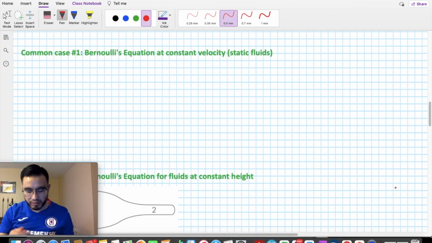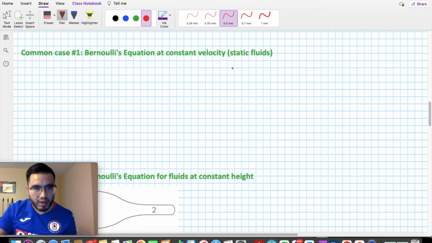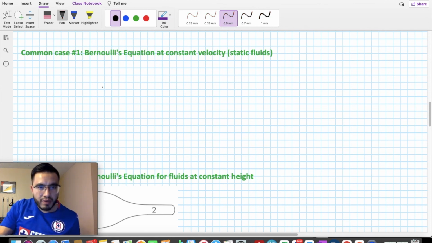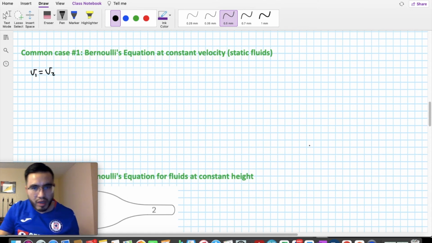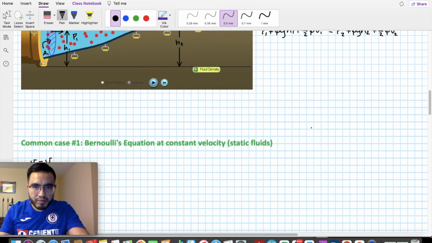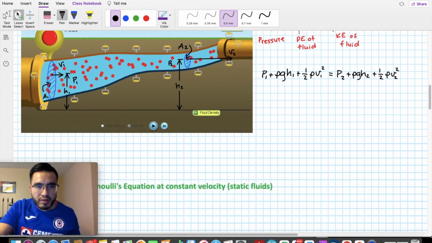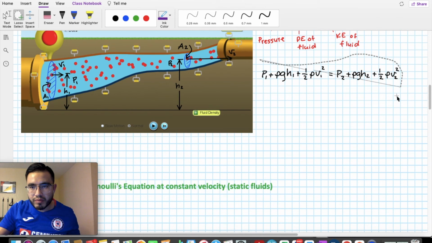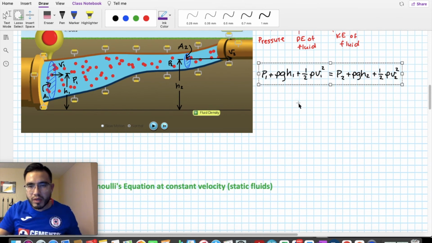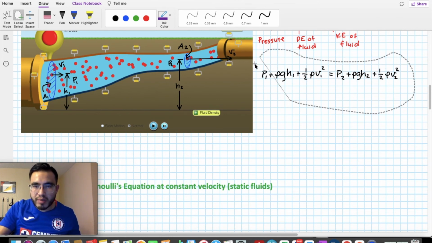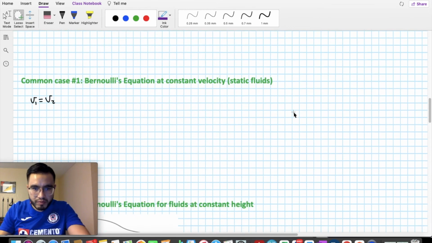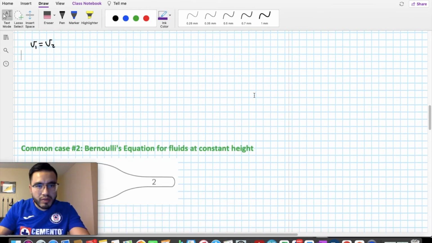Well, let me get this thing going on, guys. Sorry about that. There we go. We know that velocity 1 will be equal to velocity 2. I'm going to copy Bernoulli's equation. I don't want to write it again. Let me make sure I get the square, because sometimes I miss the square. Right, I'm going to use it over here.